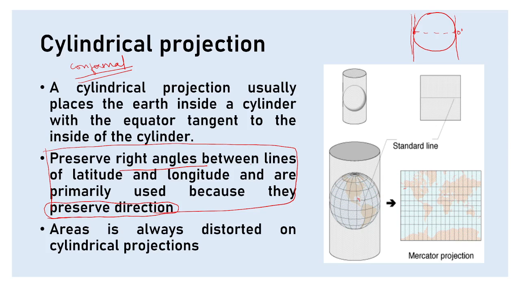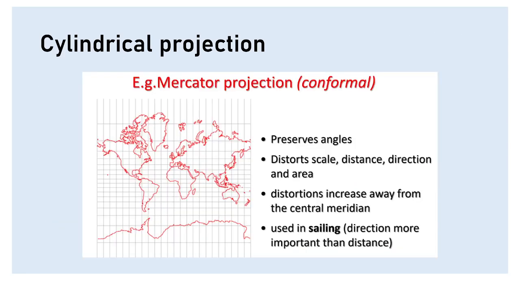So why is the area going to be distorted? Because on the globe, if you take a look at this, we see that all these lines are actually curved, right? But when you bring it onto a flat paper, they become straight. That is why we have a distortion with the area. A good example is the Mercator projection, that is conformal.